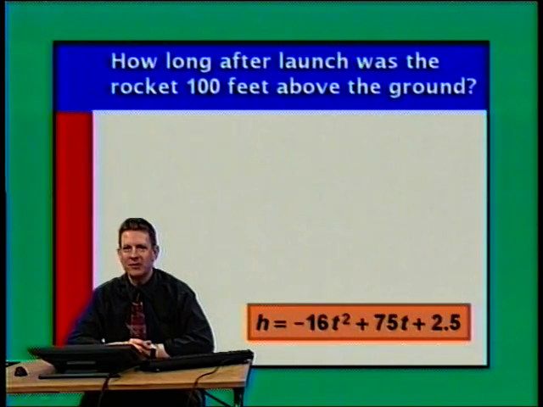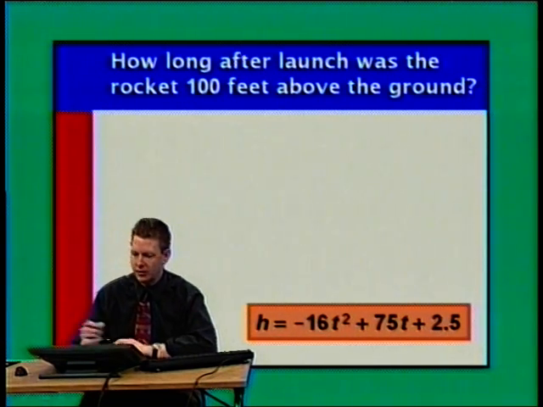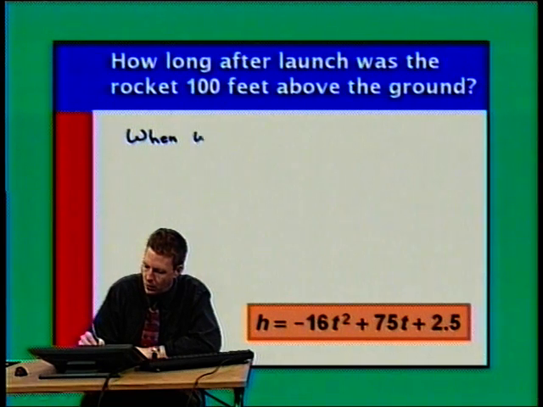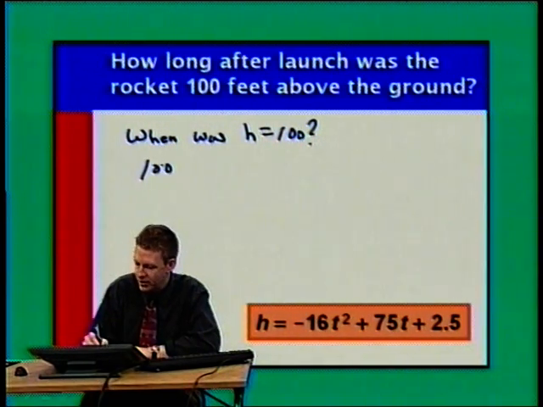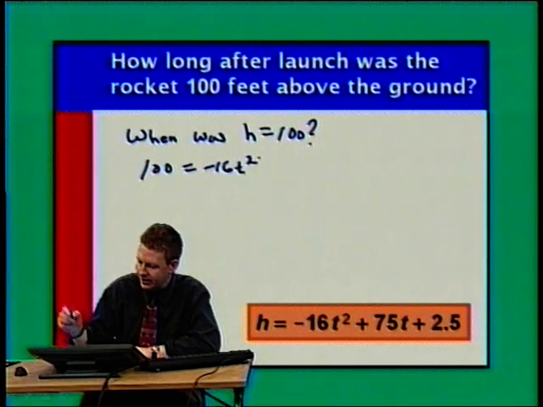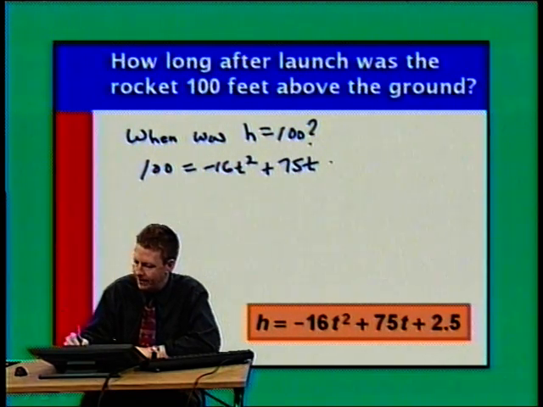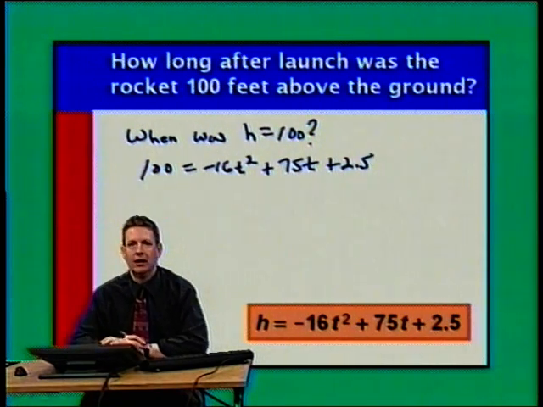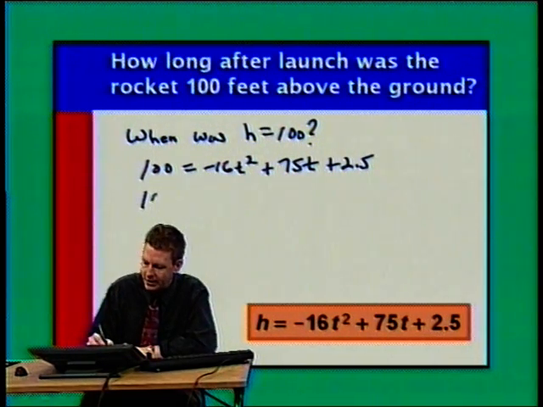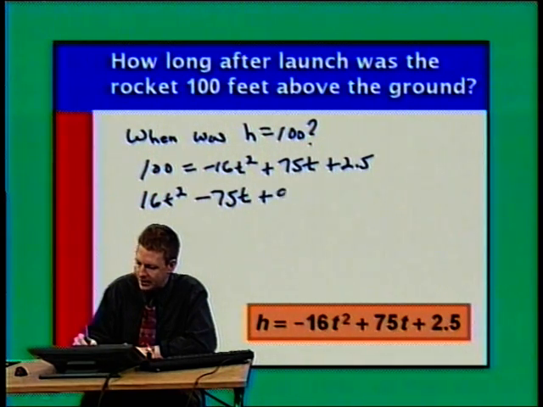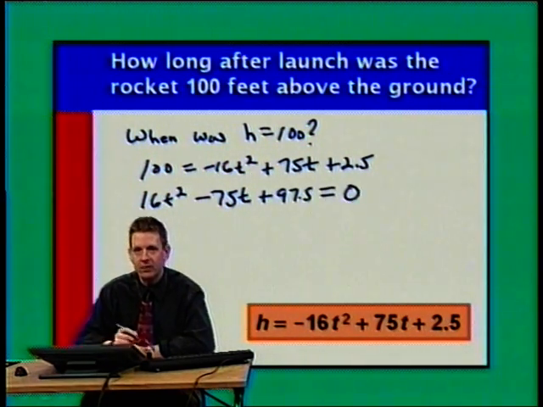Here's another question about this rocket. How long after launch was the rocket 100 feet above the ground? So we want to know when was h equal to 100. Well, let's solve this equation. 100 equals negative 16 t squared plus 75 t plus 2.5. Just like in the last example, I think I'm going to make the right side of the equation 0. That's going to give me 16t squared minus 75t plus 97.5 equals 0.